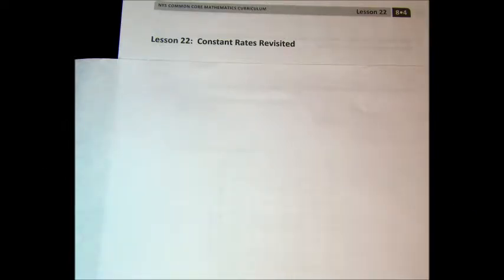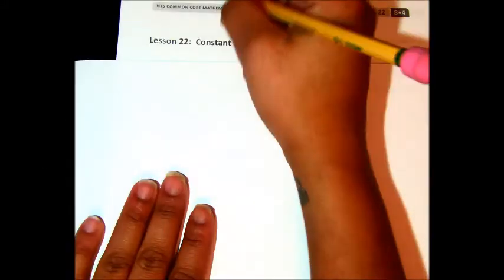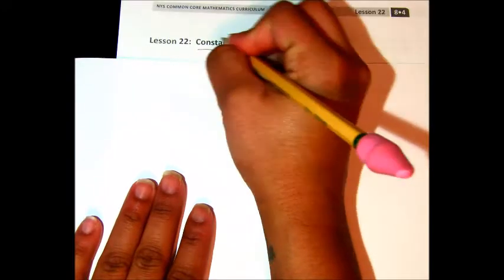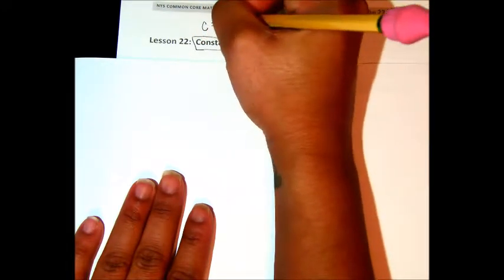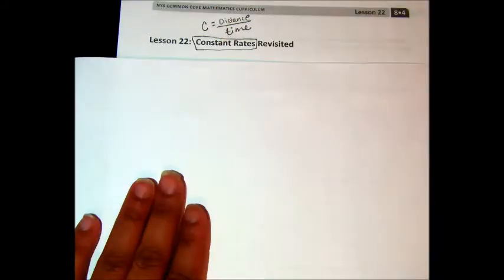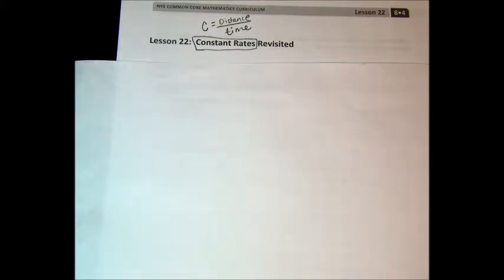So we'll be going back to the work that we've done with constant rates. Remember, constant rate was equal to a given distance over a specific time. And some will be in graphs, some will be in tables, and some will be in equations, and we'll compare those ratios to determine which is greater.